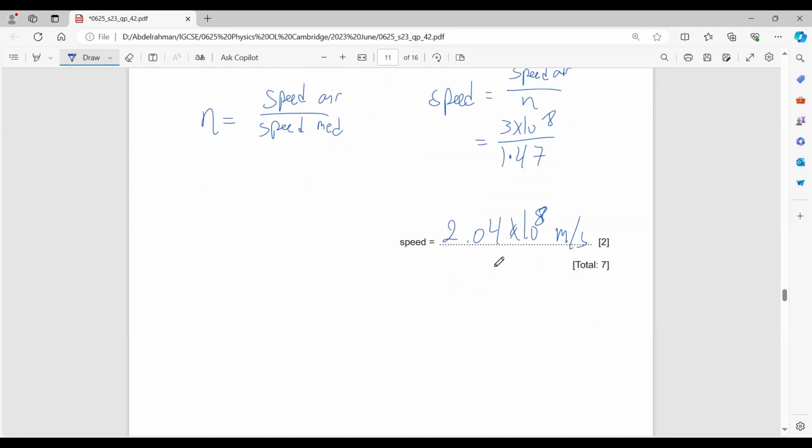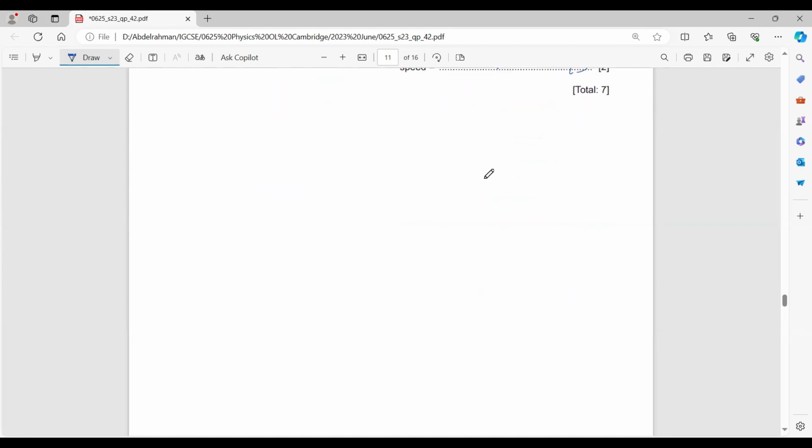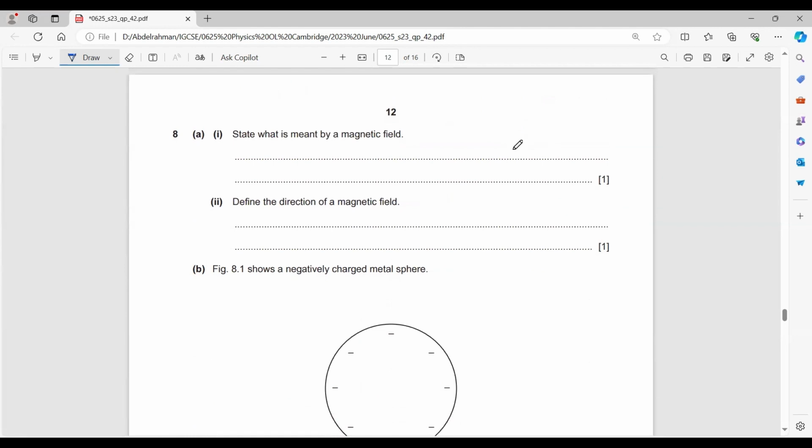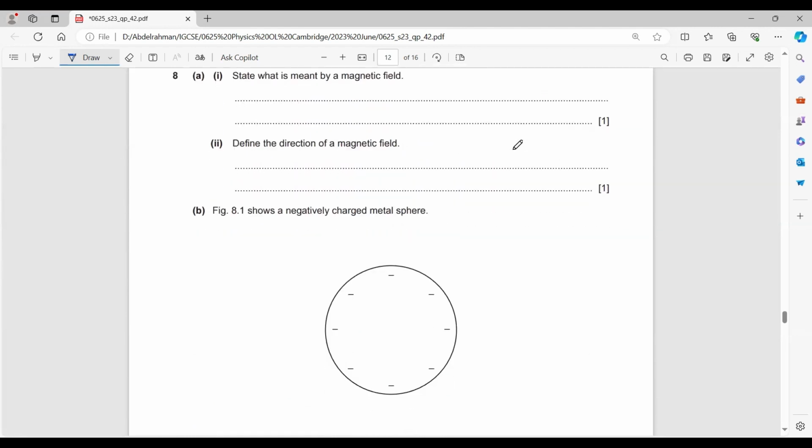Okay, nice. What's meant by magnetic field?